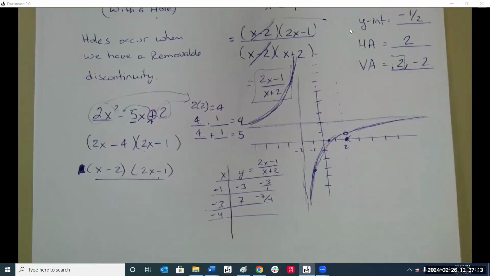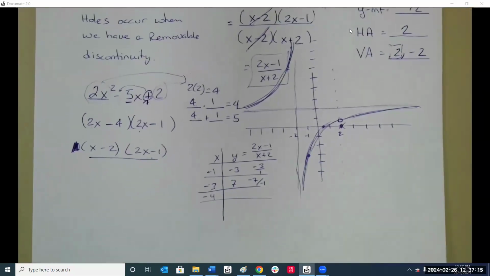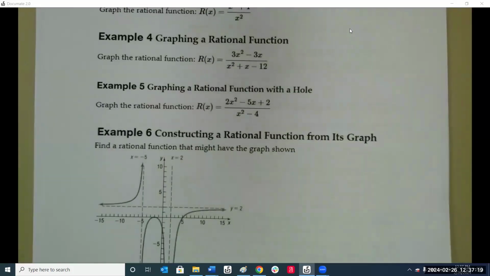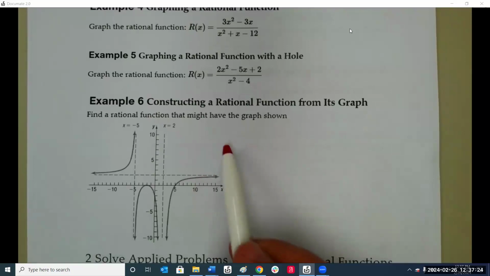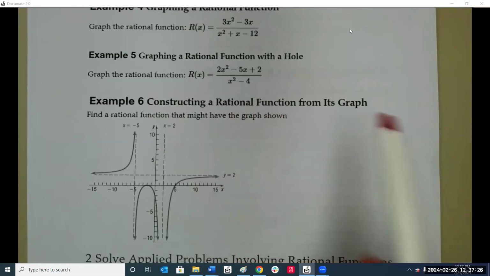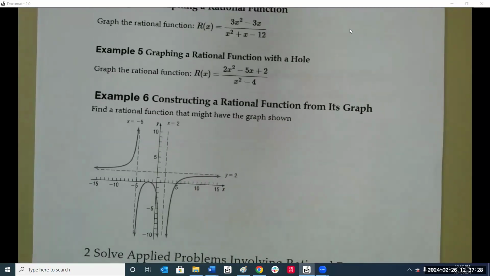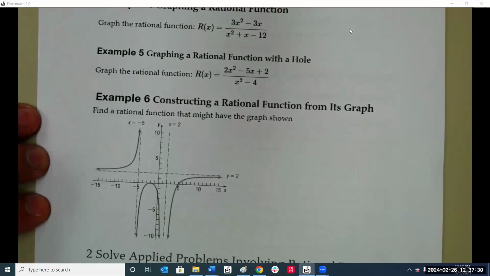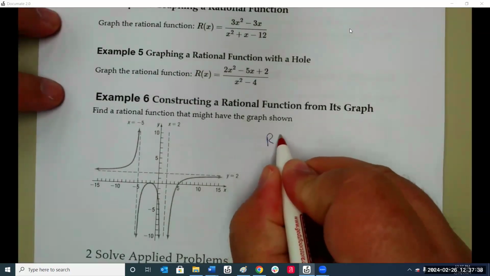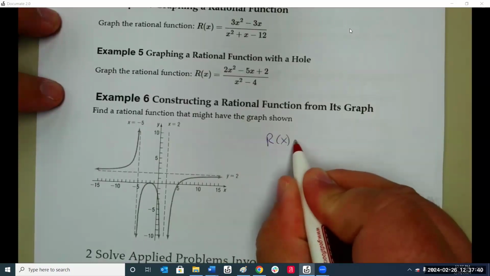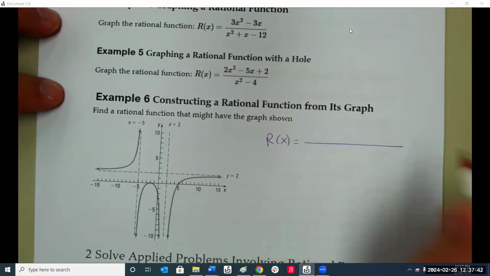And we have time for one more question. That's looking at example 6. It says constructing a rational function from its graph. In other words, we want to construct a rational function from this graph.